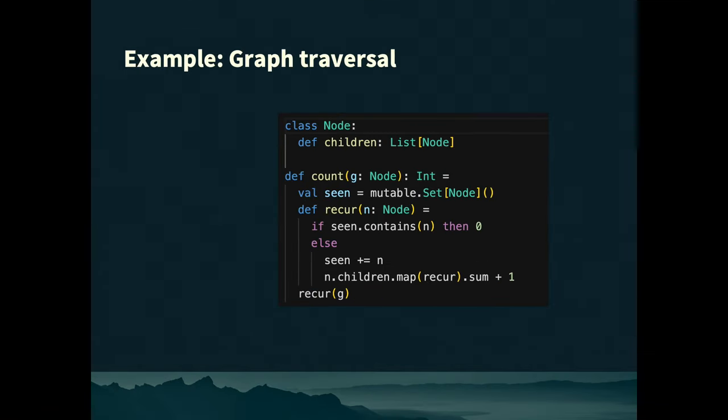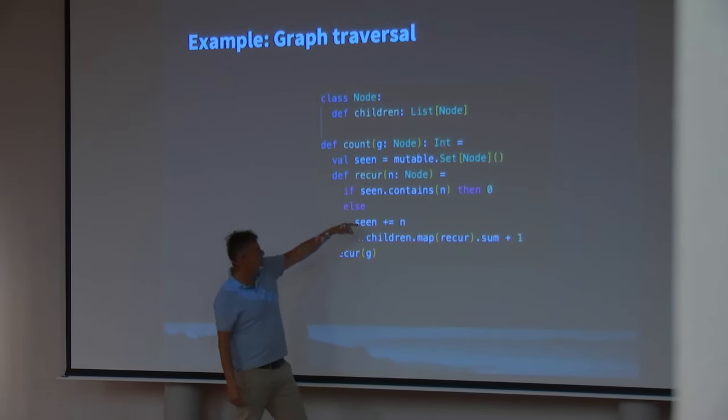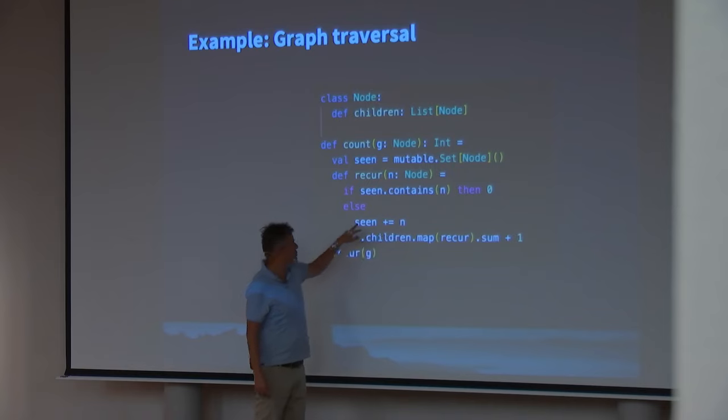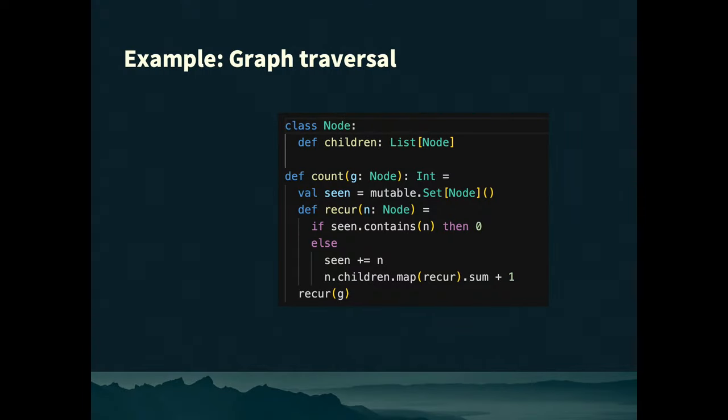So what you do is you set up a set of nodes that you have seen, and then you have this little recur function which says, if you've seen a node, then you don't add to the count, and otherwise you add the node to seen, and you recur over the children with the sum, and you add one to account for the node.